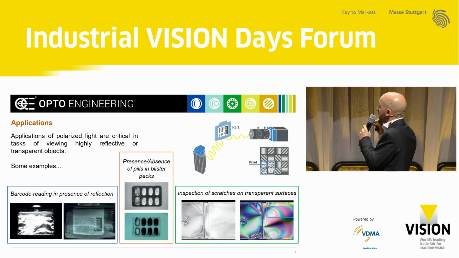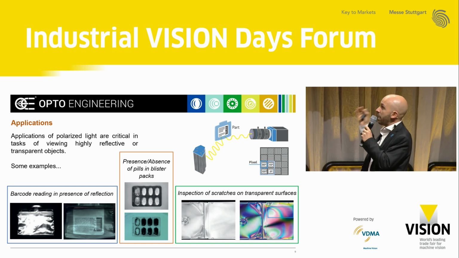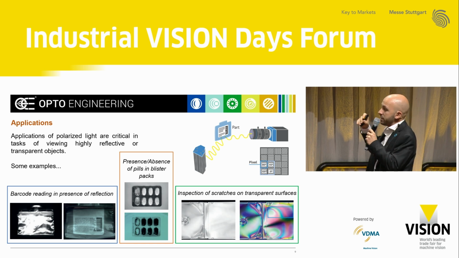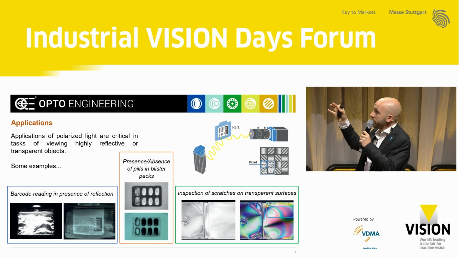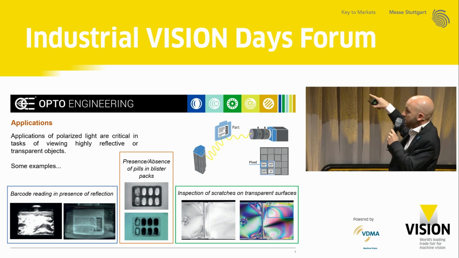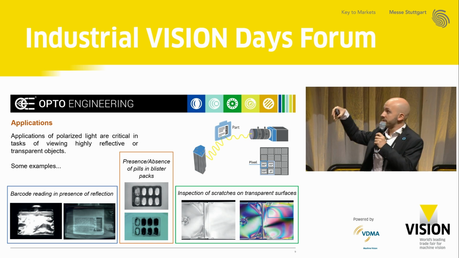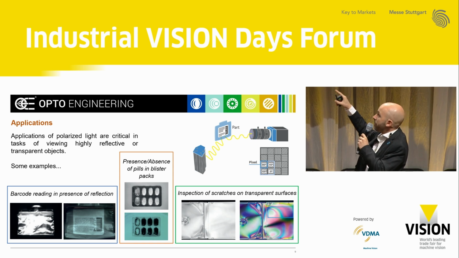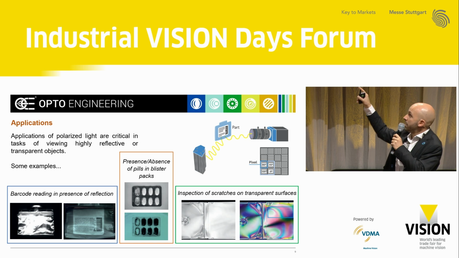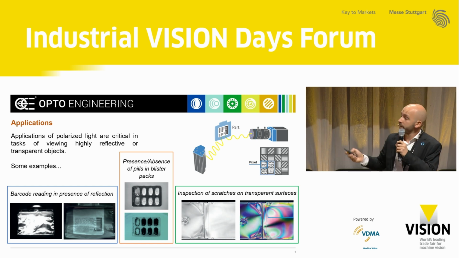Polarized filters and polarizing sensors can have a variety of application tasks, and are properly used with highly reflective or transparent objects. Here you can see some examples: barcode reading in the presence of reflection, such as a barcode inside a plastic bag, the inspection of the presence or absence of pills and tablets in blister packs, and the inspection of scratches on transparent surfaces.